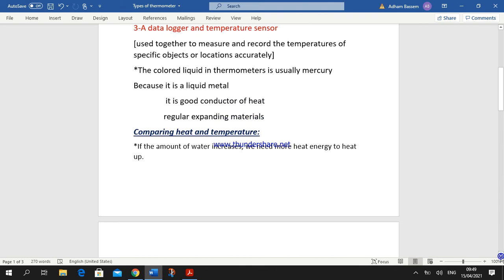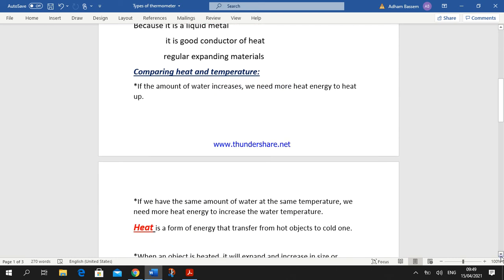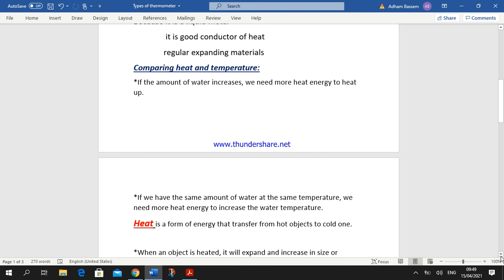Comparing heat and temperature. We know that if we have two glasses, glass A and glass B, they contain water at the same temperature, but glass A contains less water than glass B. If the amount of water increases, logically we need more heat energy to heat it up. Again, more energy is needed to heat up a greater amount of water.